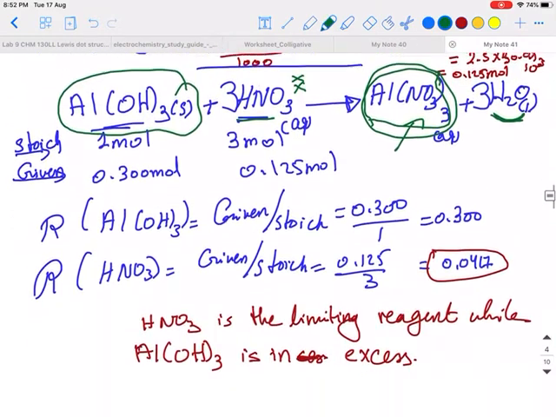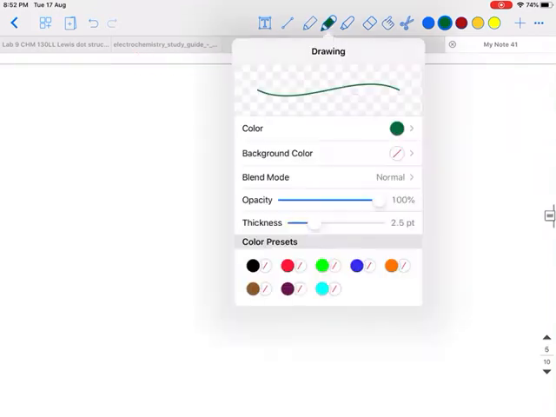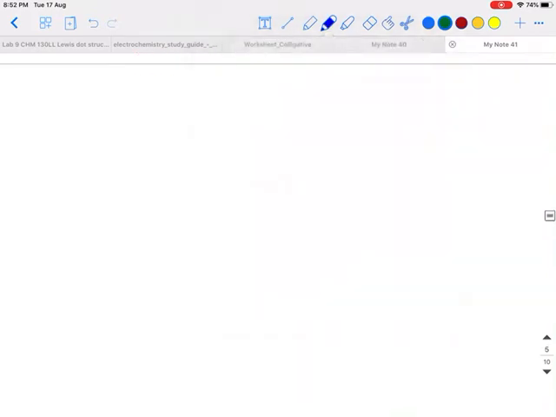First of all, let me find the mass of the precipitate by using definitely the limiting reagent, which is HNO3. So let me find the mass of the precipitate using the limiting reagent.